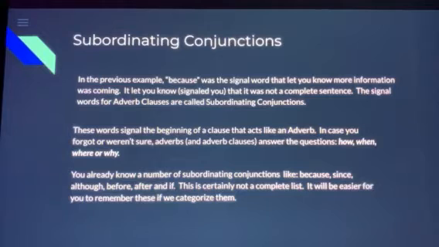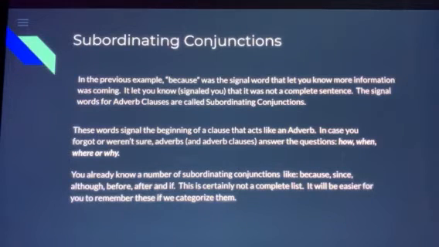These words signal the beginning of a clause that acts like an adverb. Remember, we're working with adverb clauses here. So in case you forgot or you weren't sure, adverbs, and by extension, adverb clauses, answer the questions how, when, where, or why. So if someone says, oh, I'm tired. Why? Because I didn't get enough sleep last night. Something like this. Okay, you already know a number of subordinating conjunctions, like because, since, although, before, after, if. This is not a complete list, but it's easier if you remember these in categories.